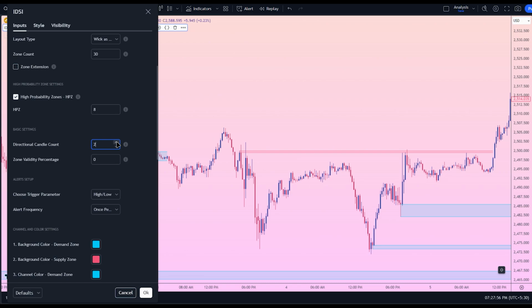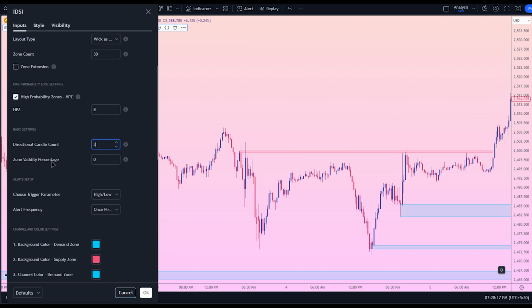before marking a zone. As an example, if you see 2 bullish candles, the zone will be marked as a demand zone. However, if you increase the count to 3, the zone will only show if there are 3 consecutive bullish or bearish candles. So adjusting this number filters zones based on consecutive candles.